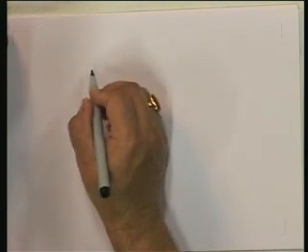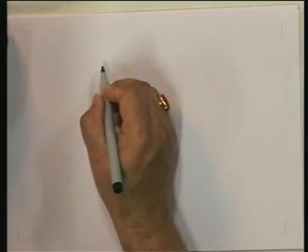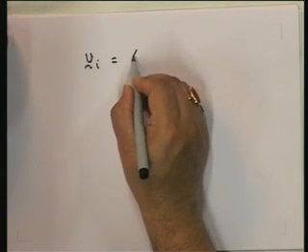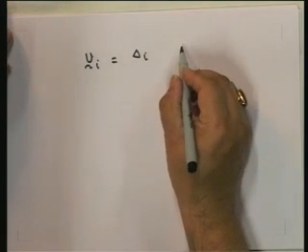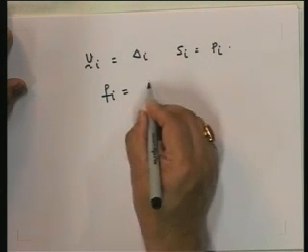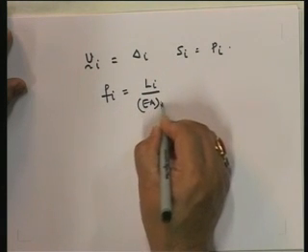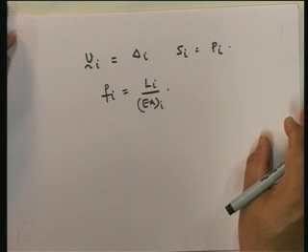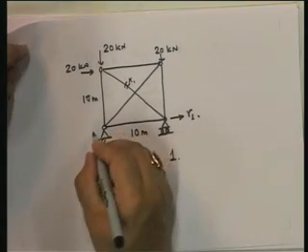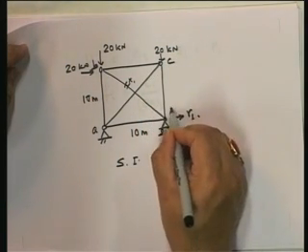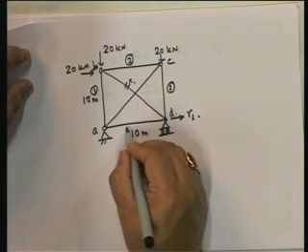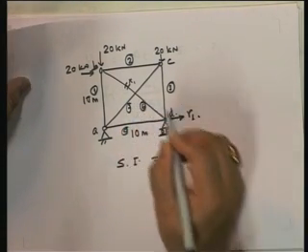First and foremost, what is the flexibility matrix? You will see that V_i is nothing but delta_i. It's just a single degree of freedom. S_i is nothing but P_i, and F_i is nothing but L_i upon EA_i. In this particular problem, we will assume that the EAs are the same for all the members. Okay, so then if we put it in this fashion, A, B, C, D. Let me put this member 1, member 2, member 3, member 4, member 5, member 6.